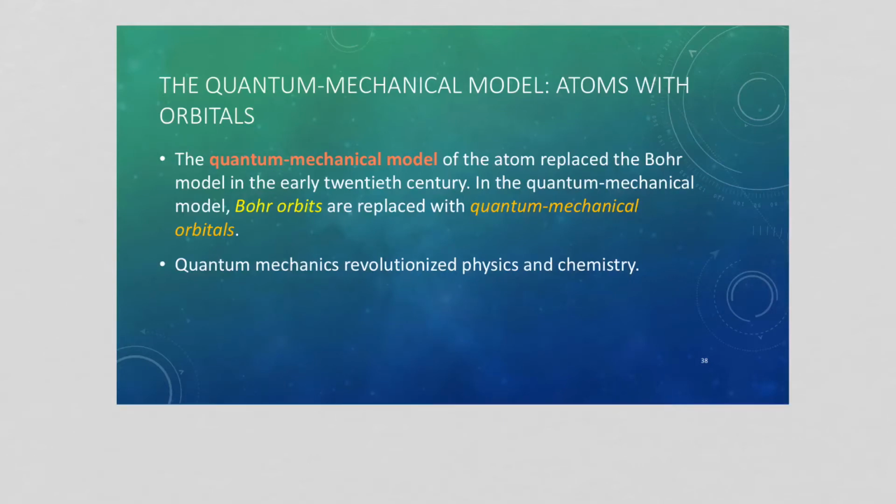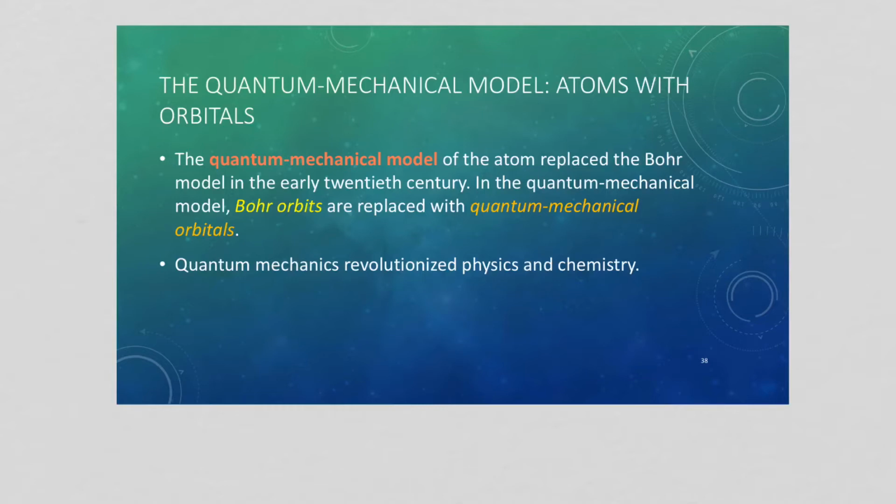Welcome. In today's video, we're going to talk about the second model that we can use to explain electron behaviors as we make our way through Chapter 9. So in this segment, we're going to focus on what's known as the quantum mechanical model of the atom. And so this replaced what we talked about last time as the Bohr model in the early 20th century.